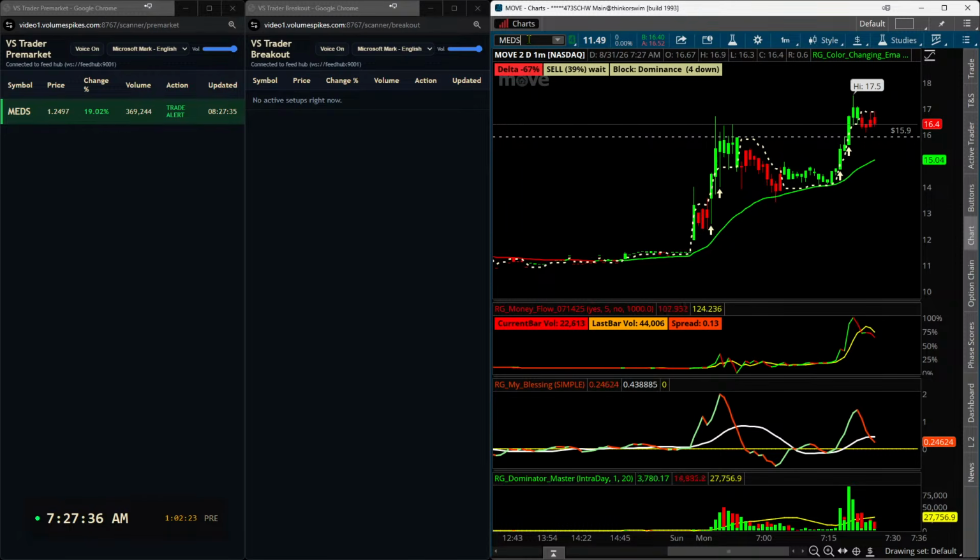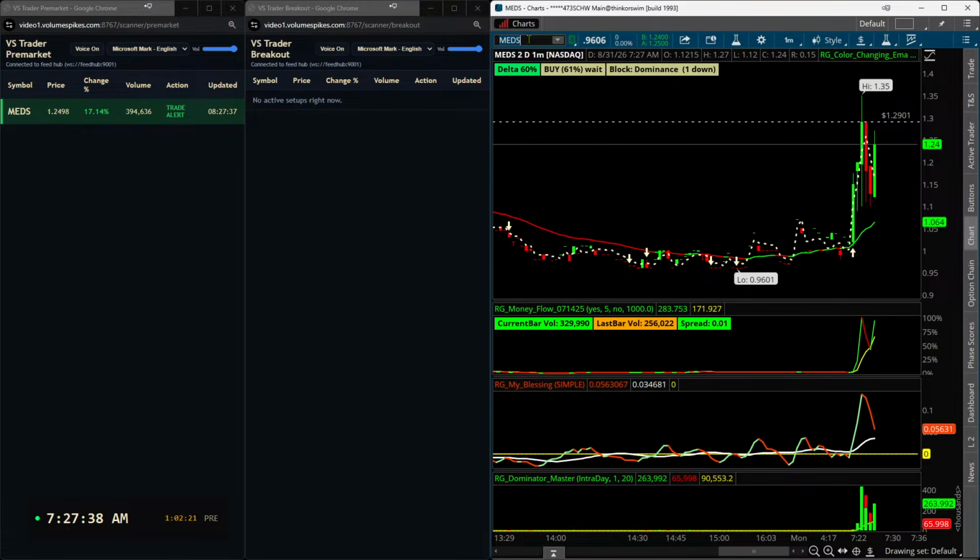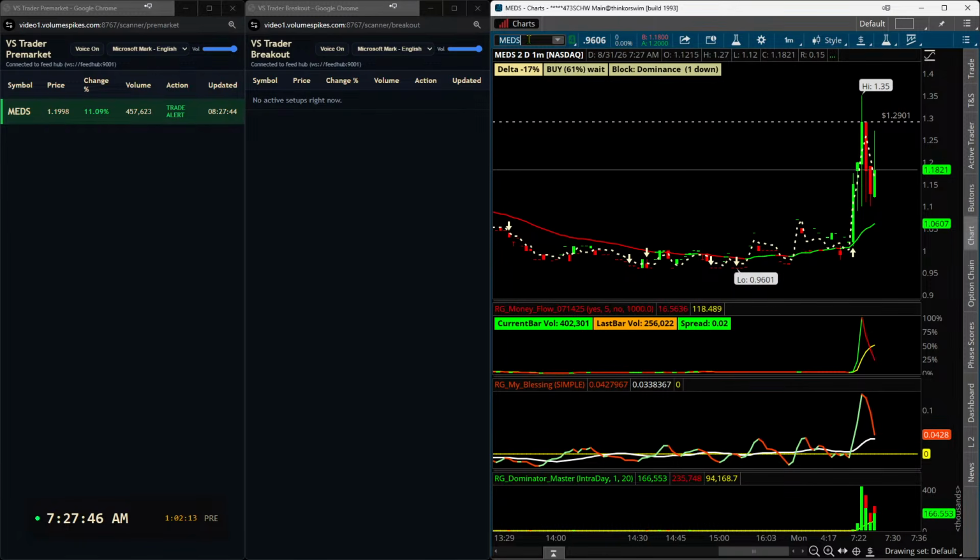MEDS. MEDS looking north again towards that $1.30. May not hold up. Tall wick on the top of this candle. A lot of sellers driving it back down.